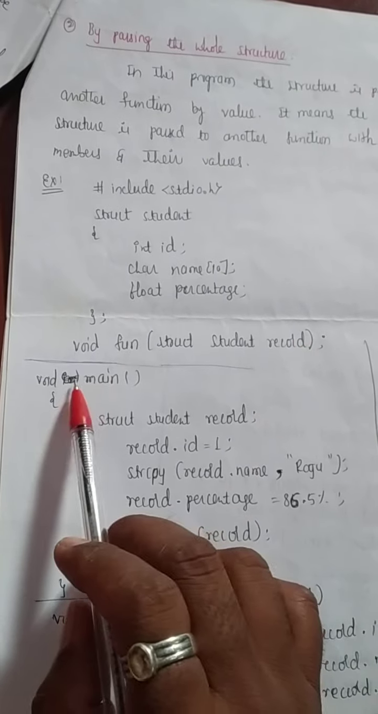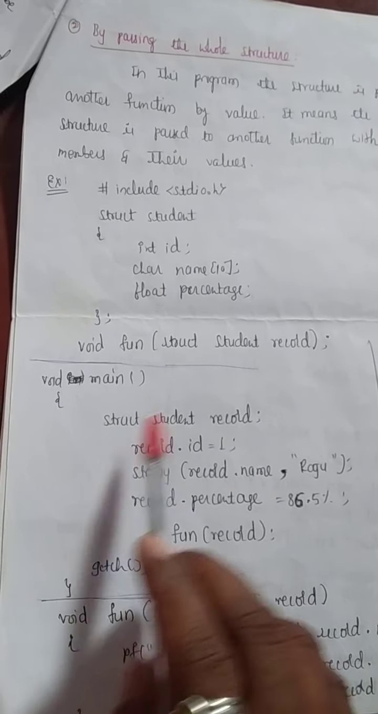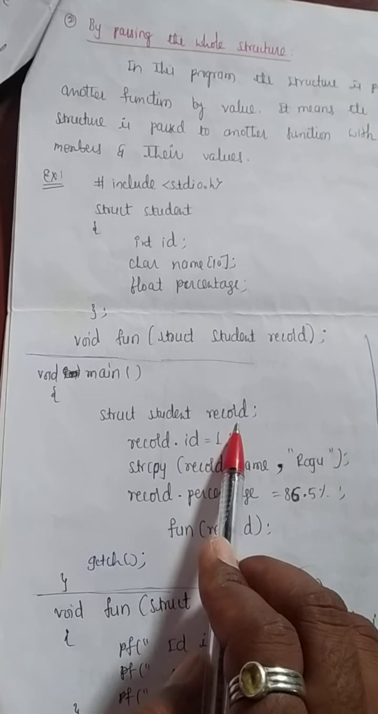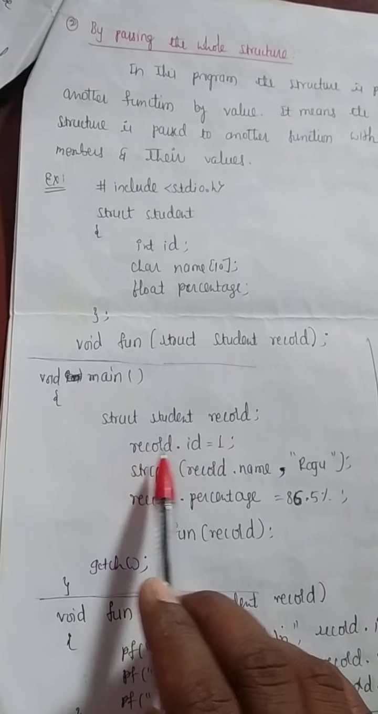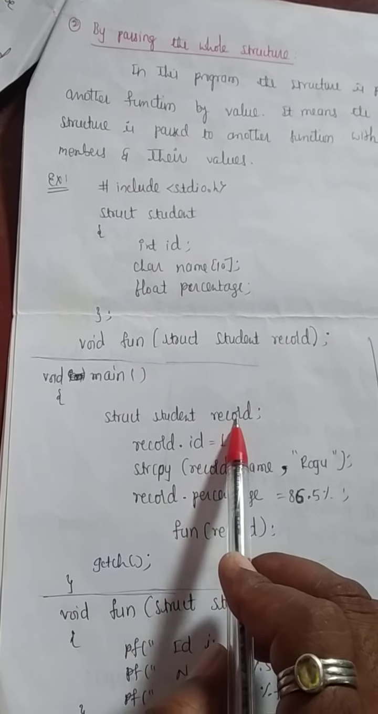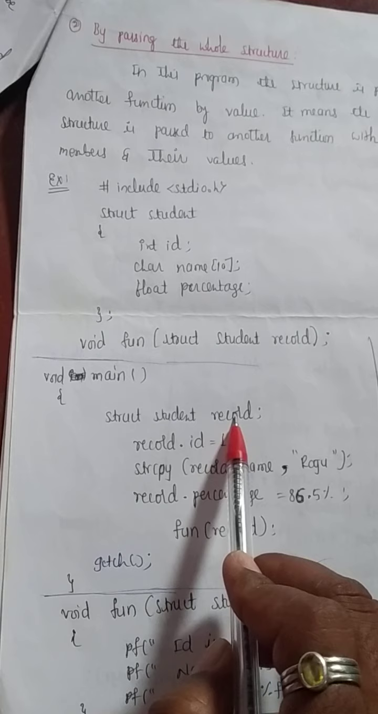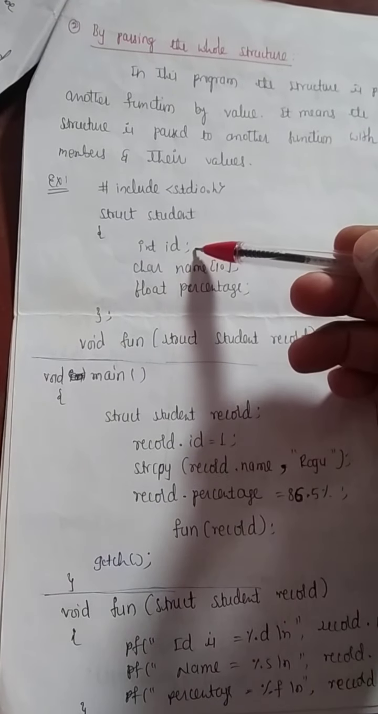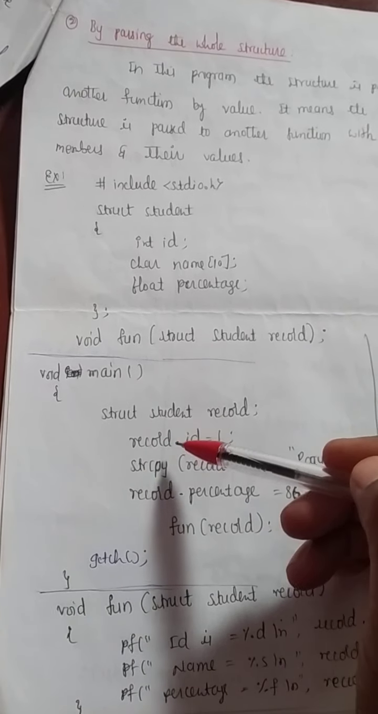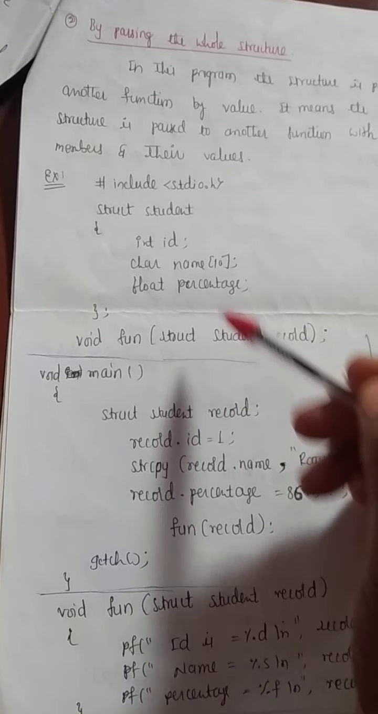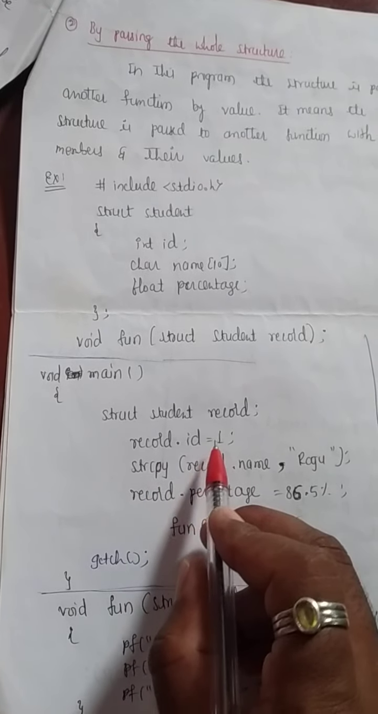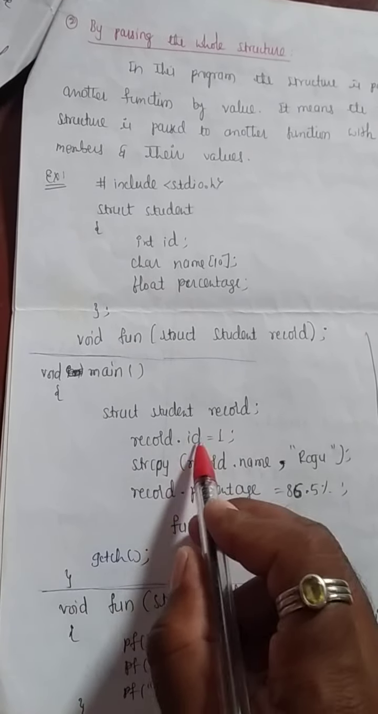Now void main. Declare this structure variable inside the main, struct student record. Record is the structure variable, right? Using this variable I can access the data members of the structure, using the dot operator. So I am writing record.id. Record.id is equal to 1. Then the value 1 is initialized to id.